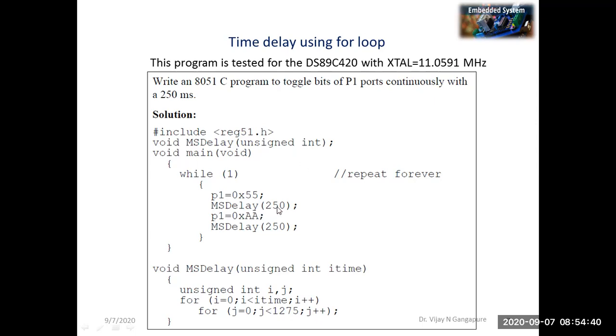After that delay of 250 milliseconds, I am outputting AA to port 1, meaning I am just toggling the data in port 1. Previously we outputted 01010101, now I am outputting 10101010. I am just toggling the data in port 1, and again I am calling this ms delay 250. This ms delay function is called again, passing 250, so it will generate a delay of 250 milliseconds again. After that, these statements in the loop will be repeated, and this will happen continuously.